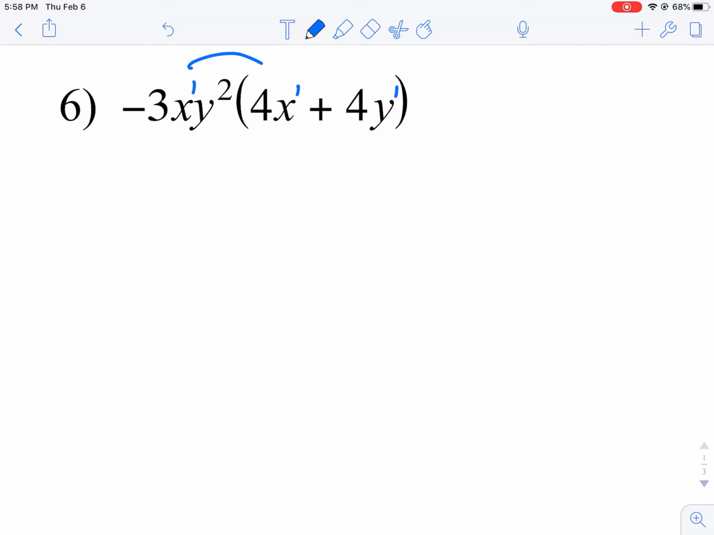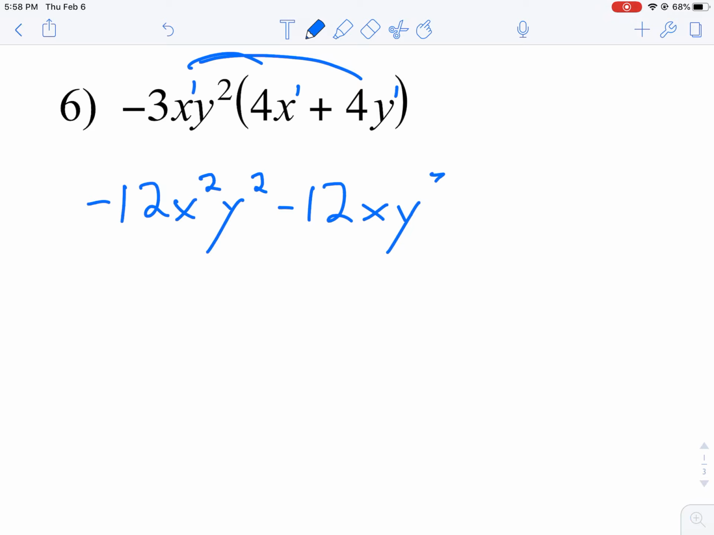So let's distribute this 3xy squared inside to both terms, the 4x and the 4y. So I get a negative 12x squared y squared. That y squared just comes along for the ride. And then negative 12, x just coming along, and then the y to the second times y to the first combined to make y to the third.